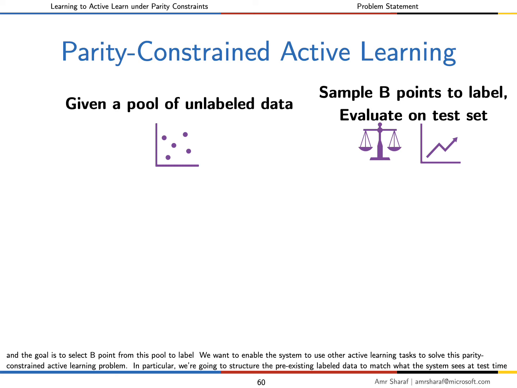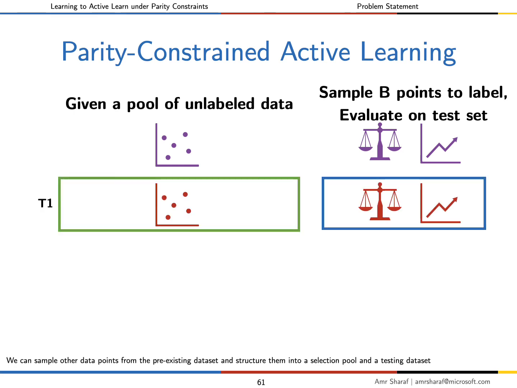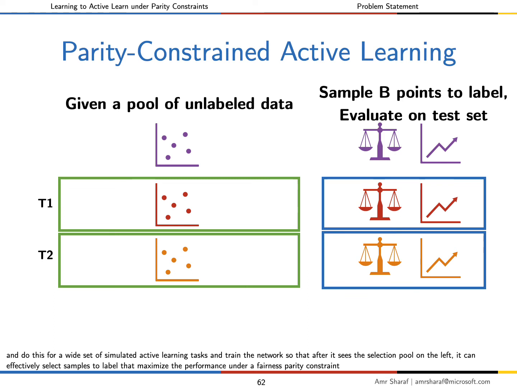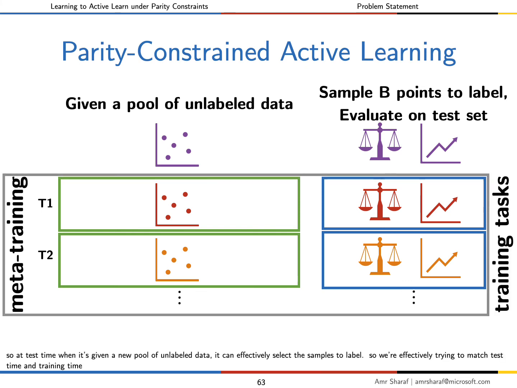We want to enable a system to use other active learning tasks to solve this parity-constrained active learning problem. In particular, we are going to structure the pre-existing labeled data that we have to match what the system is going to see at test time. So we can sample other data points from the pre-existing dataset and structure them into a selection pool and a testing dataset. We can do this for a wide set of simulated active learning tasks and then train a neural network so that after it sees the selection pool on the left, it can effectively select samples to label to maximize performance under a fairness parity constraint. At test time, when given a new pool of unlabeled data, it can effectively select the samples to label. So here we are effectively trying to match the test time and the training time behavior.